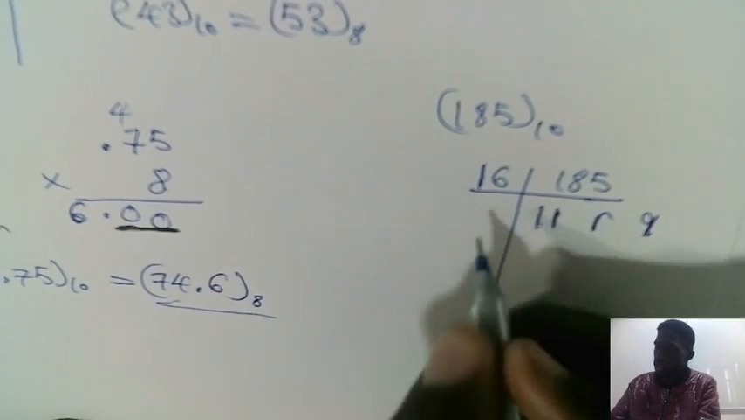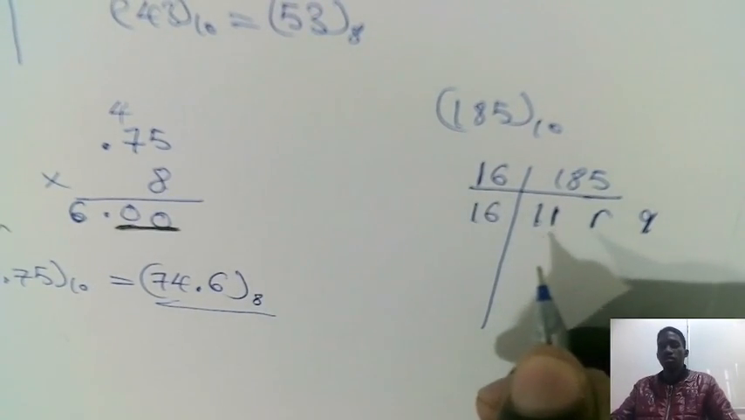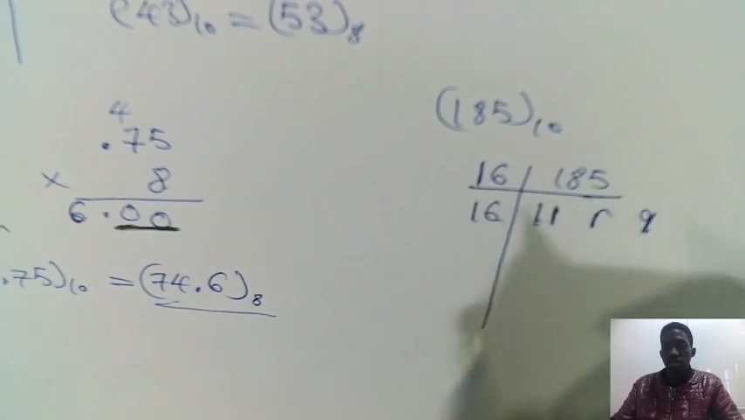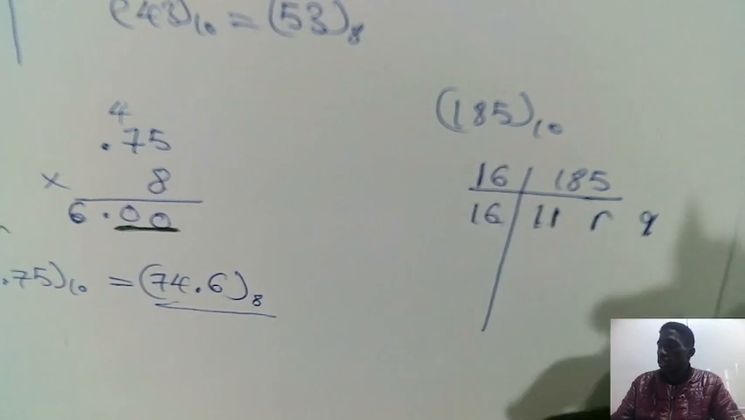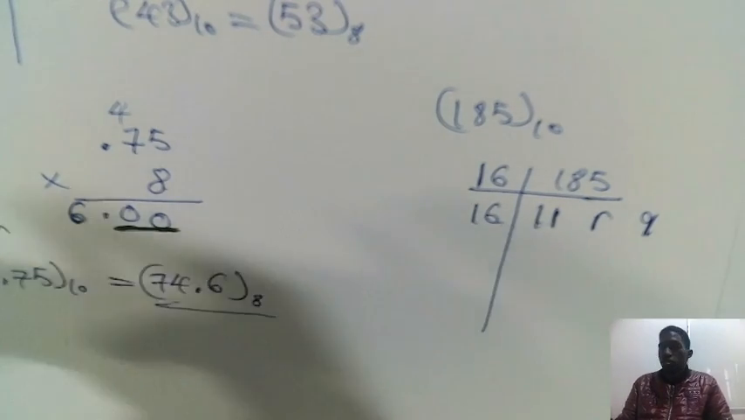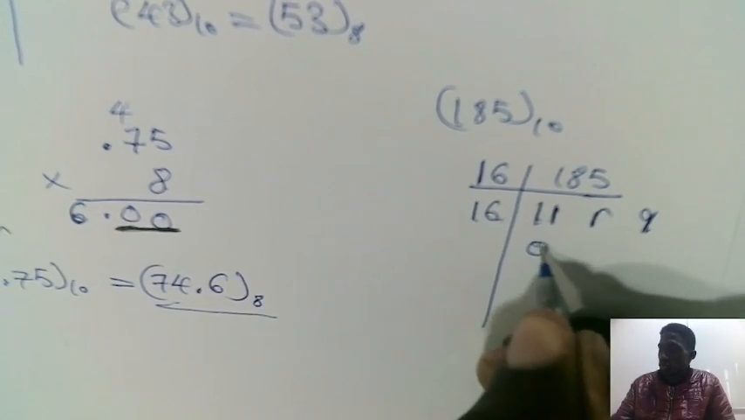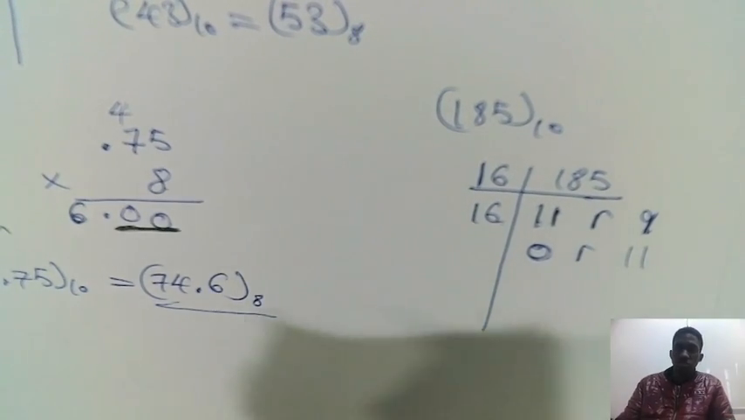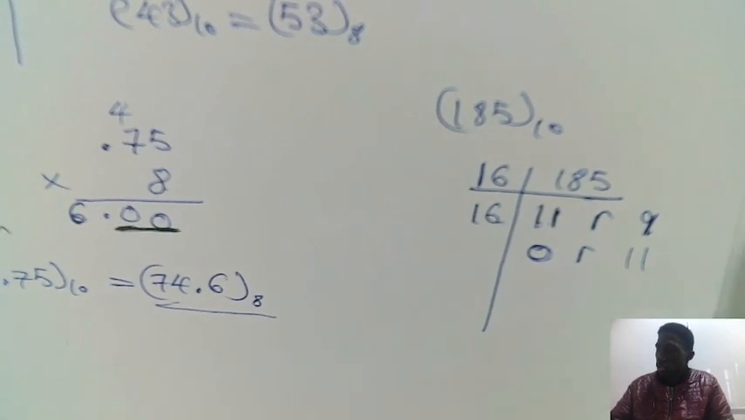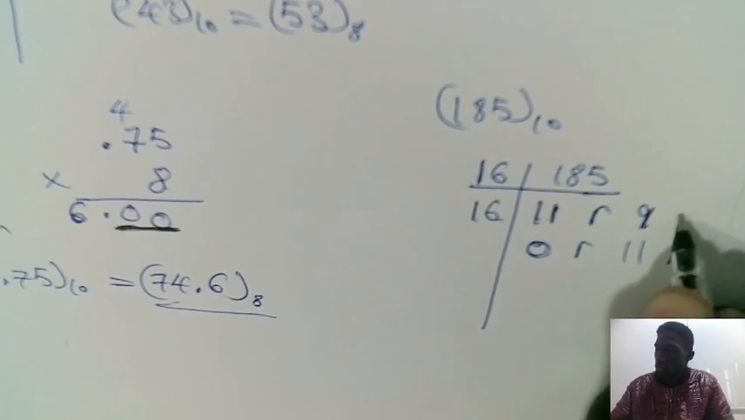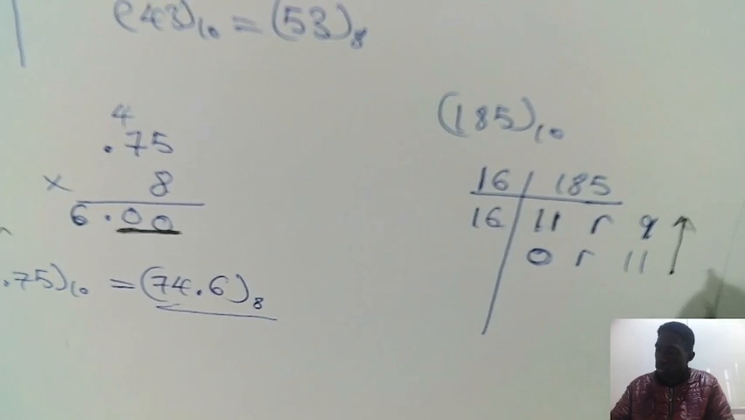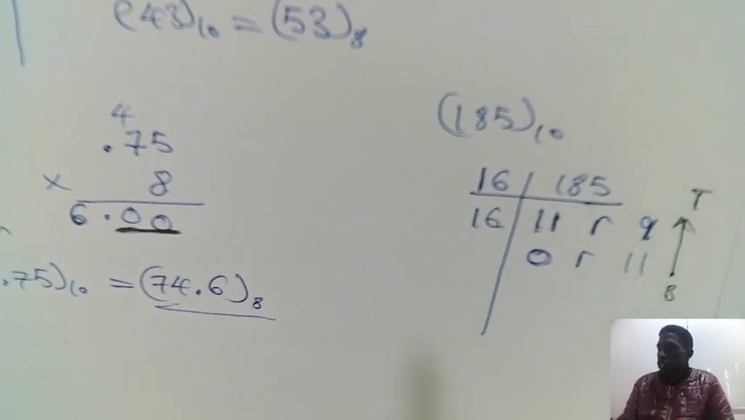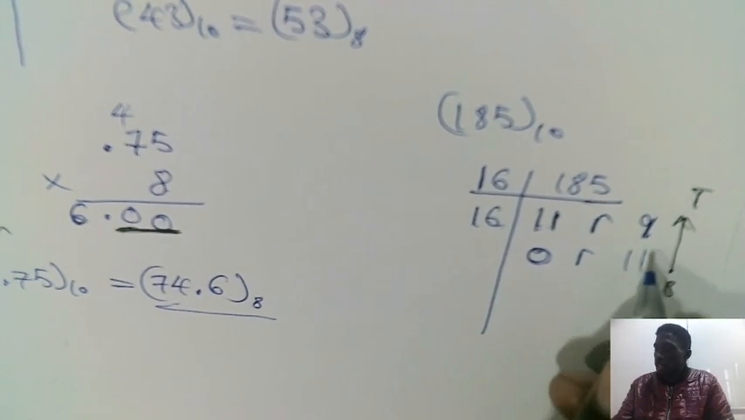So we proceed. 11 divided by 16. Well, 16 is greater than 11, so that's not possible. So we have 0, remainder 11. As usual, read from bottom to top. From bottom to top, we get 11 and 9.